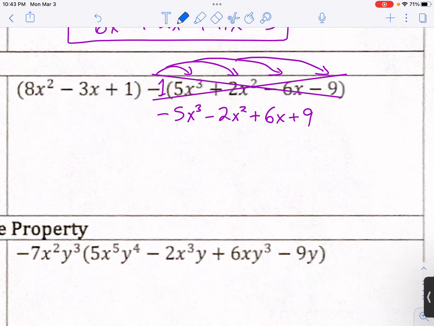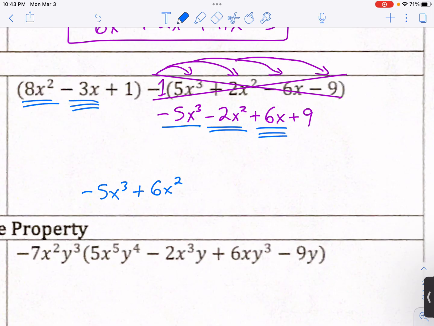All right, and then same thing. I look for my highest degree, my highest exponent. That's going to be that -5x cubed. There are no other ones. 8x minus 2x, I'm going to get positive 6x squared. -3 plus 6, that's going to give me a positive 3x. Again, I combine those two. Positive 1 plus positive 9, that's going to give me positive 10.